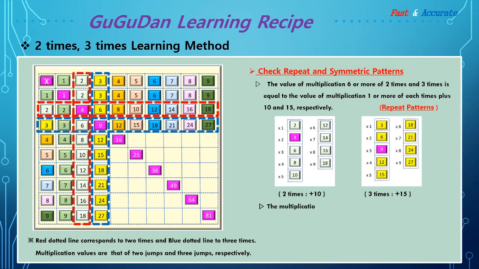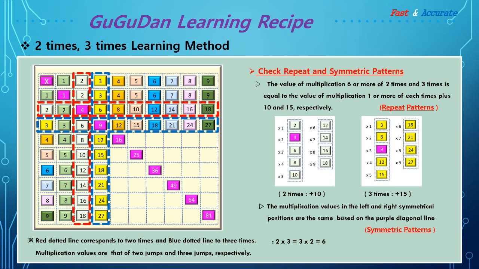Symmetric pattern means that the multiplication values in the left and right symmetrical positions are the same based on the purple diagonal line connecting the squared number 1 to squared number 9. As you can see in the GuGuPan, 2 times 3 equals 3 times 2 equals 6, 2 times 4 equals 4 times 2 equals 8, and 3 times 6 equals 6 times 3 equals 18, etc. This understanding of the symmetric pattern results in the multiplication values displayed on the picture of the GuGuPan. As such, the symmetric pattern displayed in the GuGuPan might be understood as a Gugudan learning version of the commutative law of multiplication expressed as m times n equals n times m.